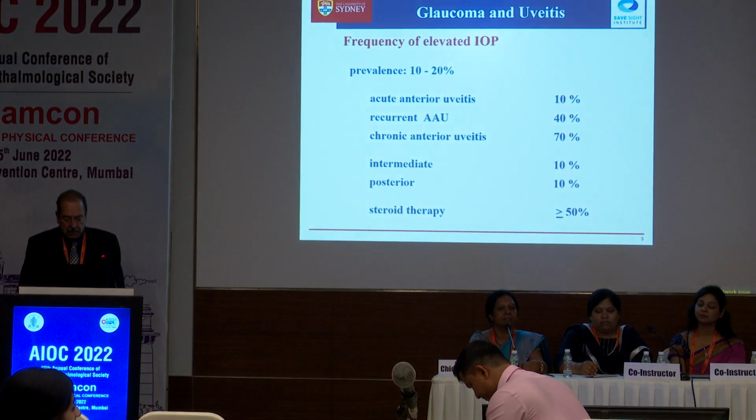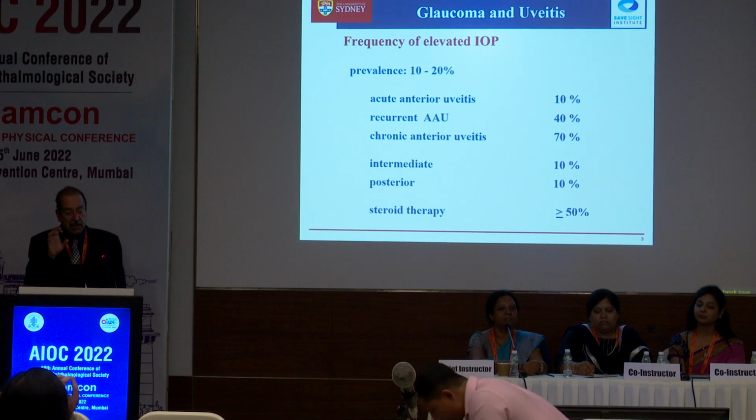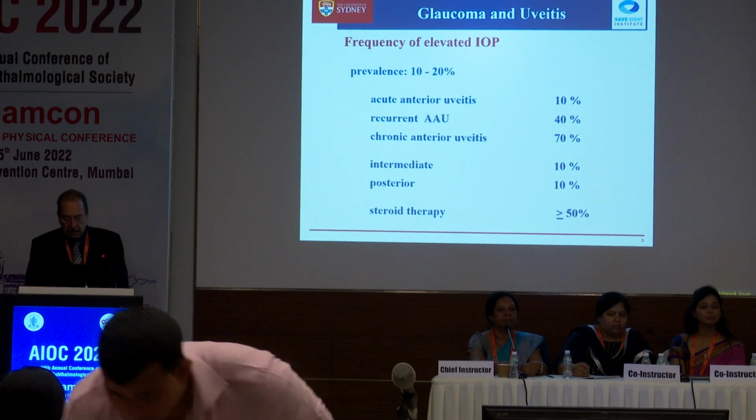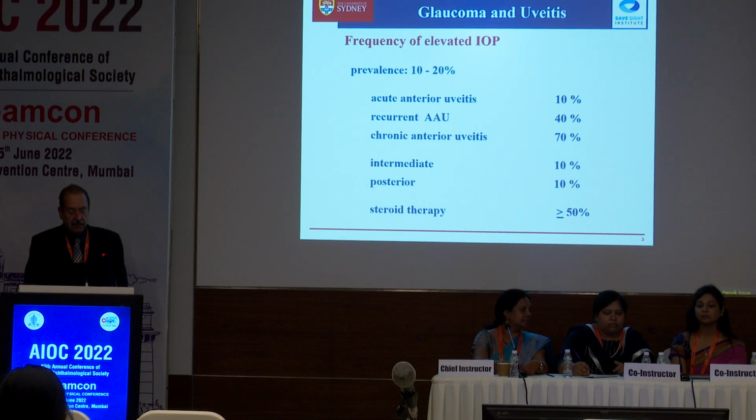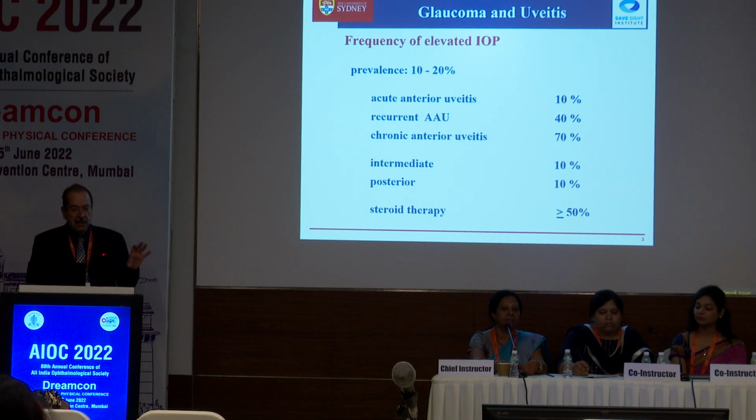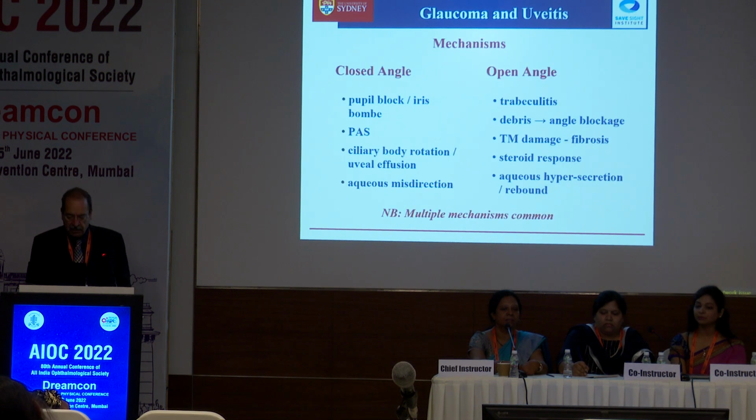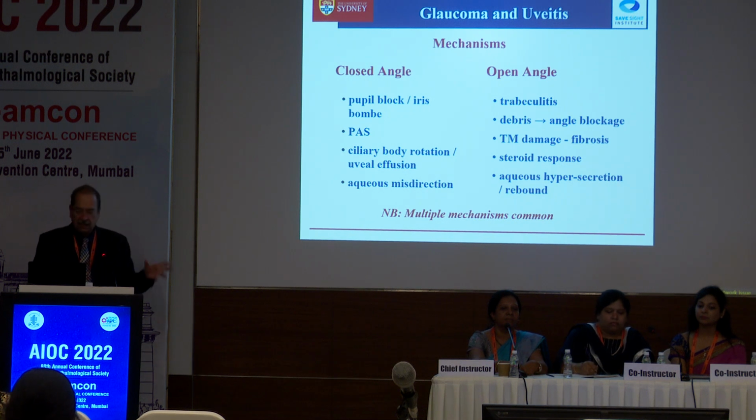If you look at the frequency of elevated intraocular pressure, anterior uveitis, whether acute or chronic, is responsible for 70% of pressure elevation, and steroid therapy for 50%. The posterior uveitis often doesn't have much to do on its own. The mechanisms, quite understandably, could be related to the angle, where you could get angle closure or ciliary body rotation, aqueous misdirection, or it could be involvement of the angle with trabeculitis and blockage of the trabecular meshwork, and of course a steroid response. But quite often there's a bit of this and a bit of that.